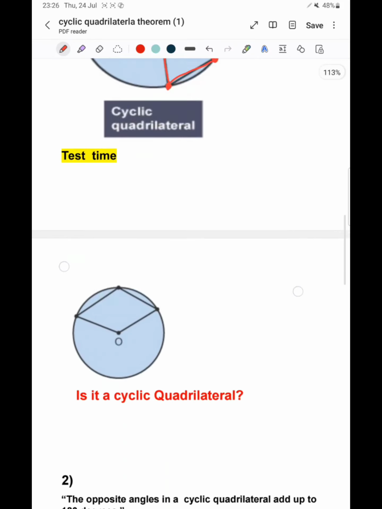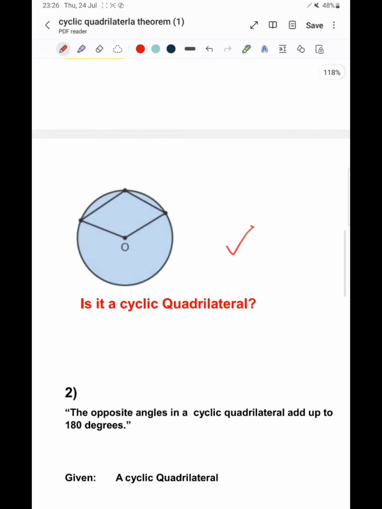Now let's test this. We have one circle with a quadrilateral inside it, and we can see 3 vertices of this quadrilateral are on the circumference, but the 4th one is inside the circle, at the center. So is this a cyclic quadrilateral? No, it is not, because for this quadrilateral to become cyclic, this 4th vertex should also be somewhere on the circumference of the circle.